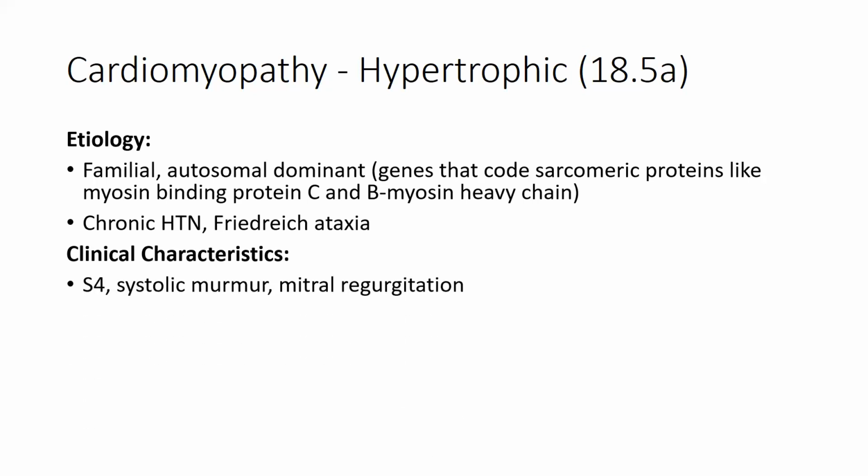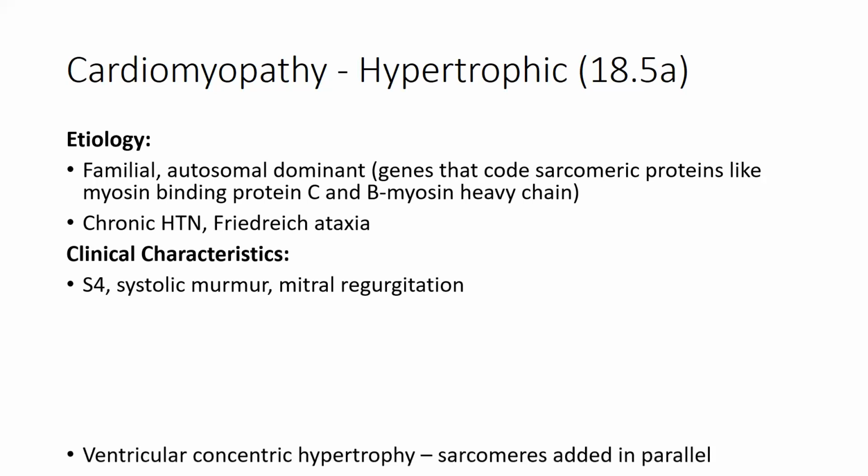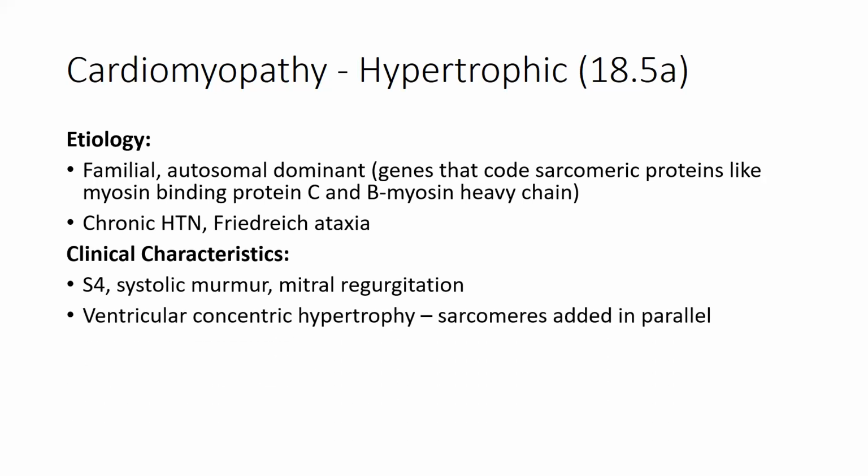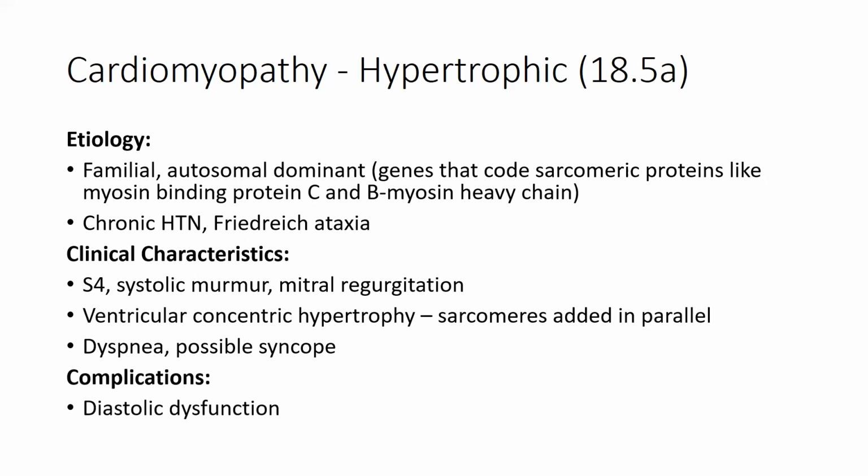So clinical characteristics, you can see an S4, systolic murmur, mitral regurg. You could also see histologically that your sarcomeres are added in parallel to one another instead of in series, because the heart muscle is getting thicker, not getting stretched. You'll see dyspnea and potentially syncope. Complications, you'll see diastolic dysfunction in this one because the heart muscle is able to take in less blood. And so you can see backflow up into the atrium because you're not able to put as much blood into that ventricle because it's a much smaller space.